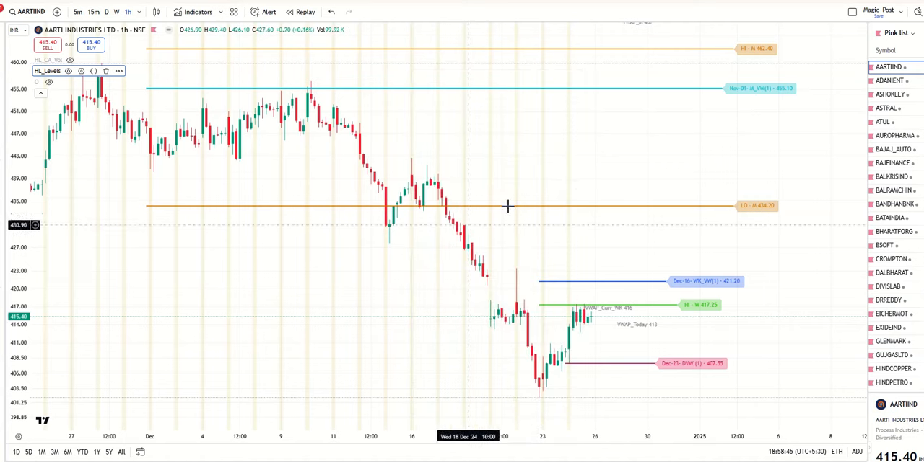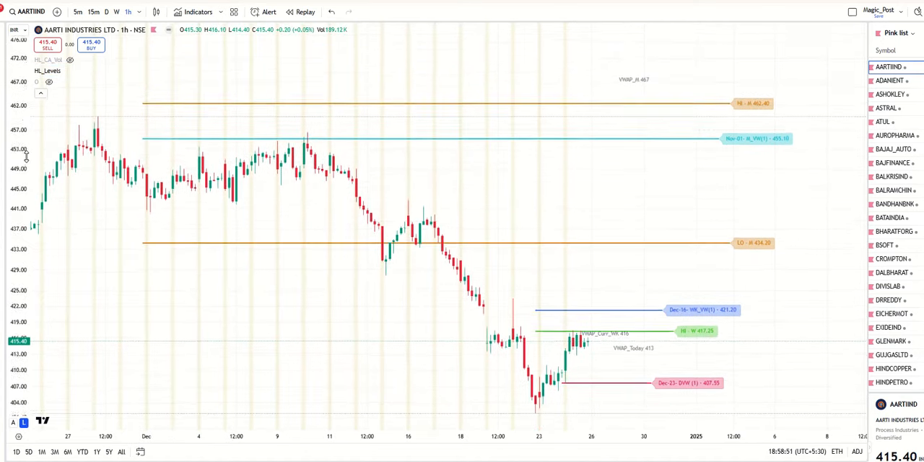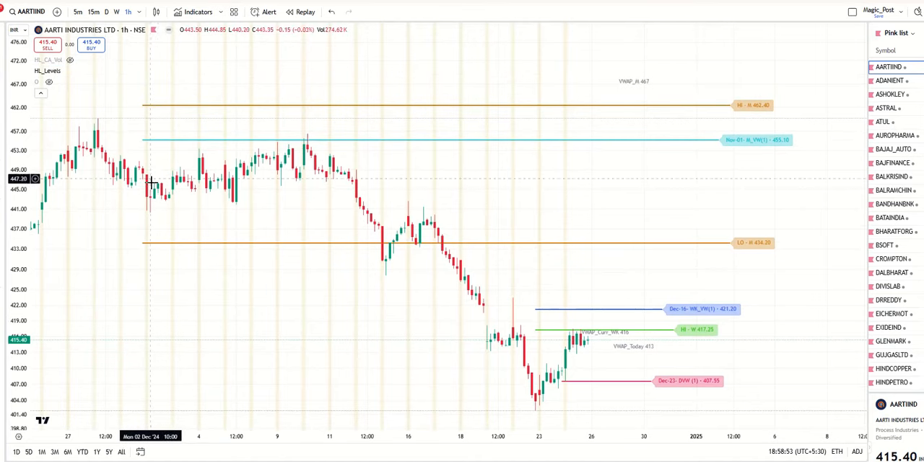Now, if you look at Aarti Industries, it started somewhere here, and rule number one, basically, is what I follow. When the trading is happening between the monthly high and monthly low, or between the weekly high and weekly low, I personally don't recommend taking a trade with an assumption that it will go up or go down. I don't do any assumption. I don't take any trade.